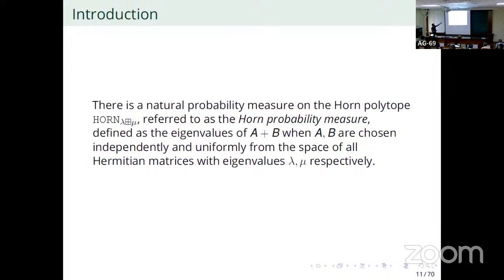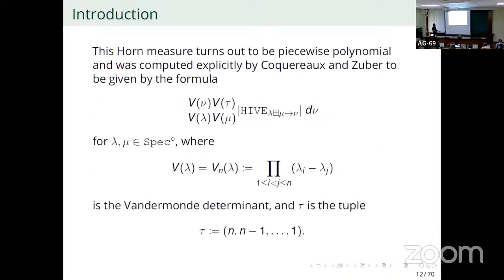So this natural probability measure on the Horn polytope will be referred to as the Horn probability measure. It's simply what you get if you take two independent random Hermitian matrices with spectrum lambda and mu, add them and take the spectrum. This is the Horn probability measure. It is supported on the Horn polytope. And this has a nice closed form expression.